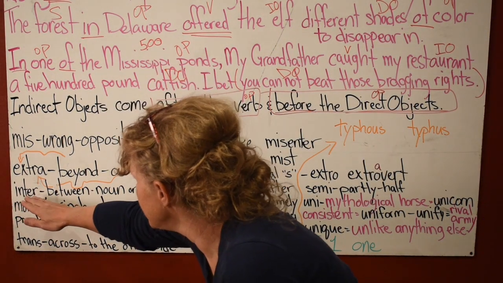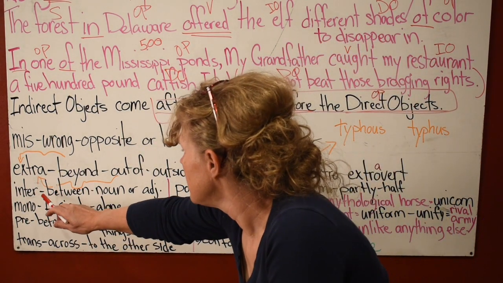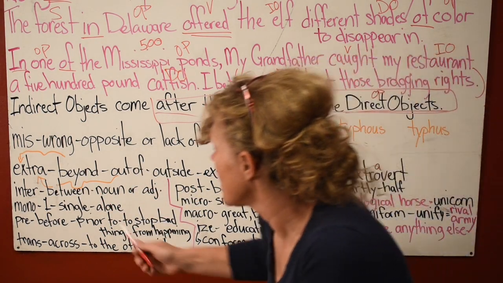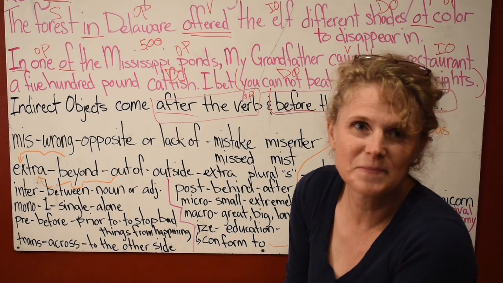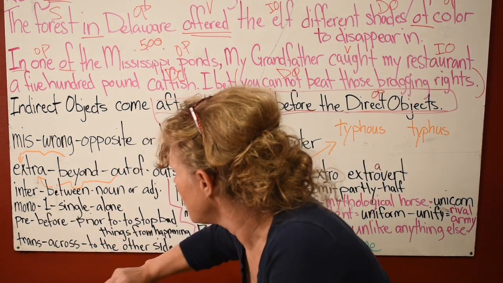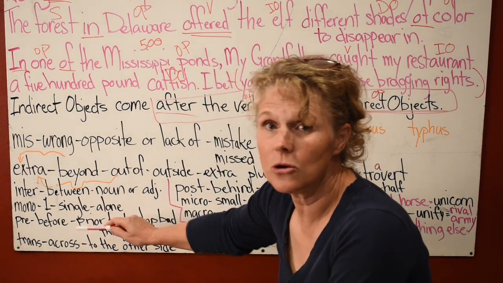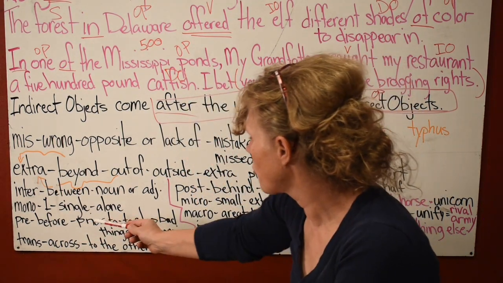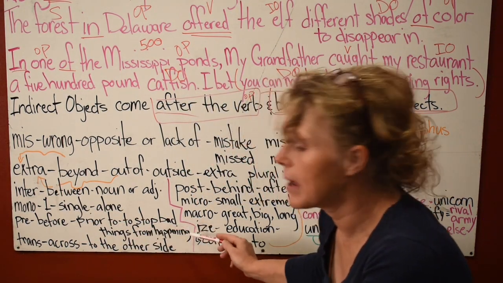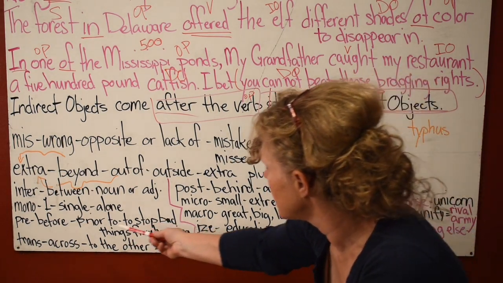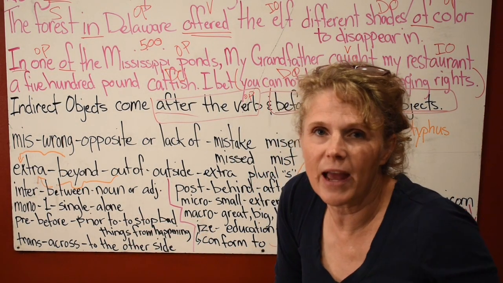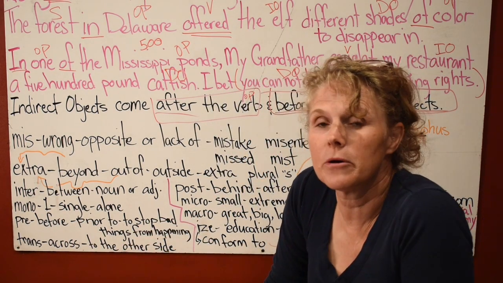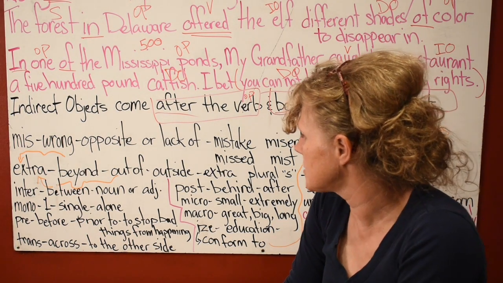We also have inter, which means between, and they could be nouns or adjectives. Mono. So we have mono. It means one, or a single, or alone. Or we have pre, that means before, prior to stop bad things from happening. I actually really loved that one. So if you knew in advance, pre means before, you could stop bad things from happening to yourself or other people, right?